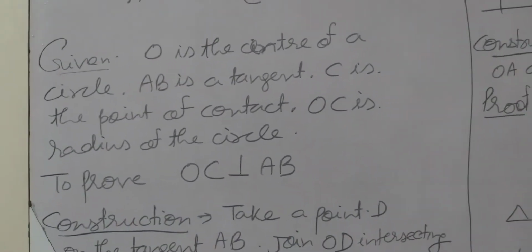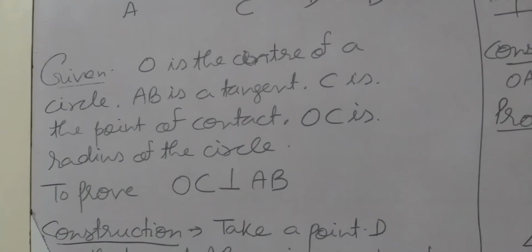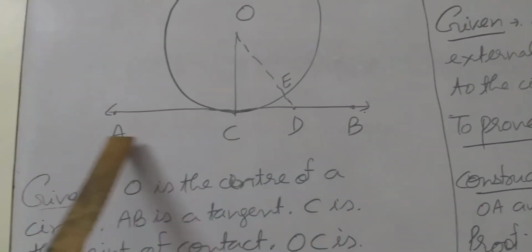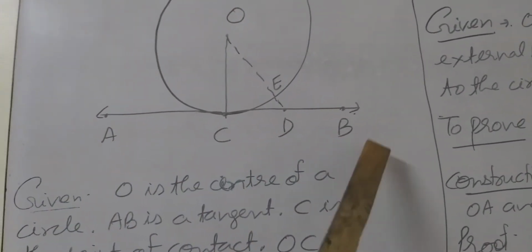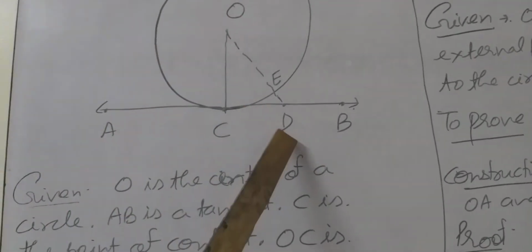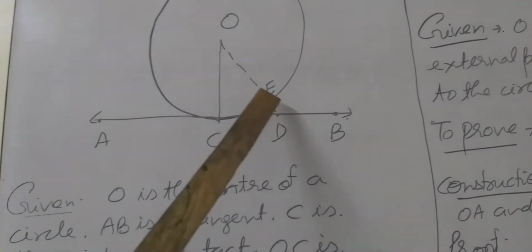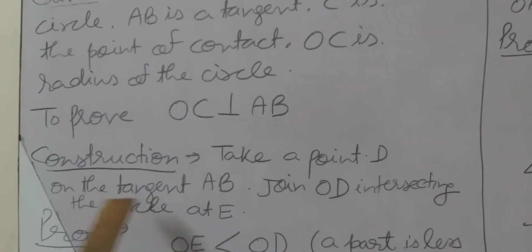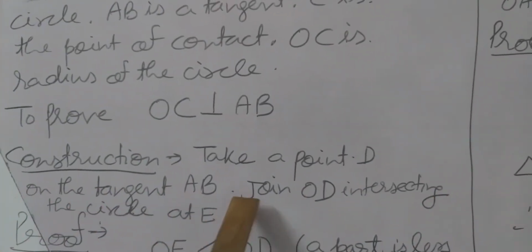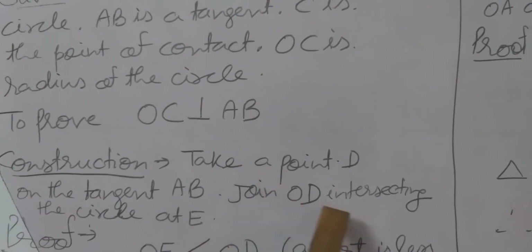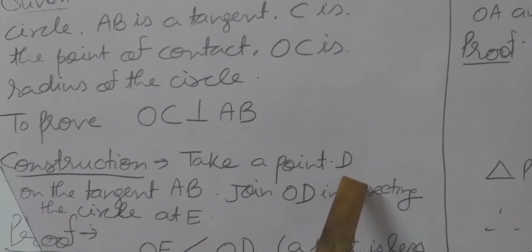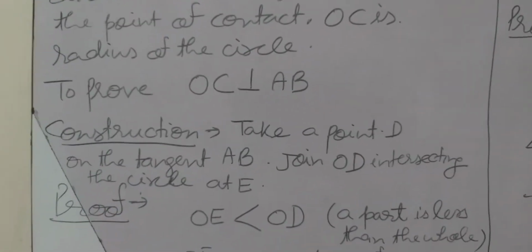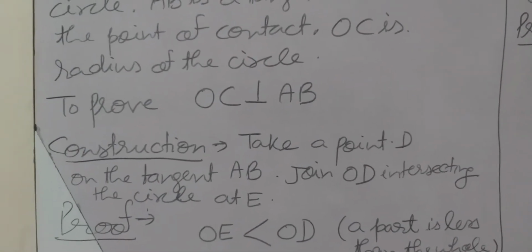To prove this we have to do some construction. Let's take a point D on the tangent AB and join OD, intersecting the circle at E. So take a point D on the tangent AB, join OD, intersecting the circle at E.